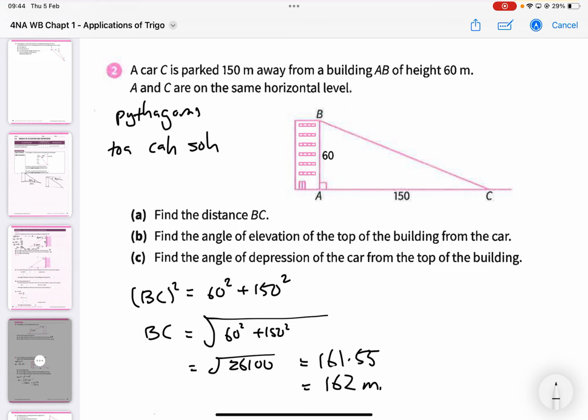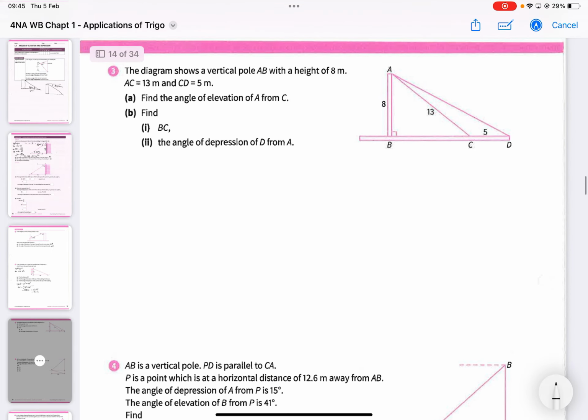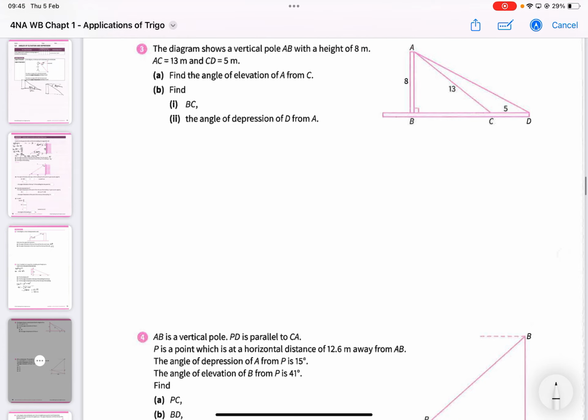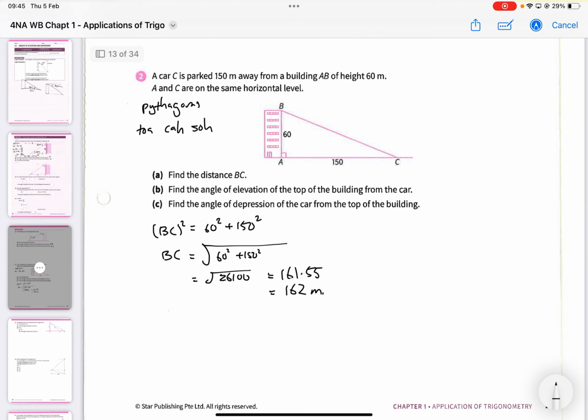Try B and C at home. Then try question 3 as well. Then when we come back, we go through. Once you know the idea, what is elevation, what is depression, you should be able to do them.